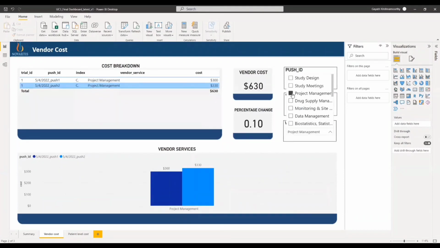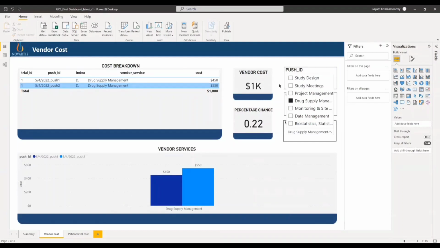Let's start with project management. So we see that the costing for project management by vendor A, that's push 1, is about 300, and by vendor B is 330. So there's a 10% change. Moving on to drug supply management, we see that the costing is 450 for push 1 and 550 for push 2. So there's a 22% increase.